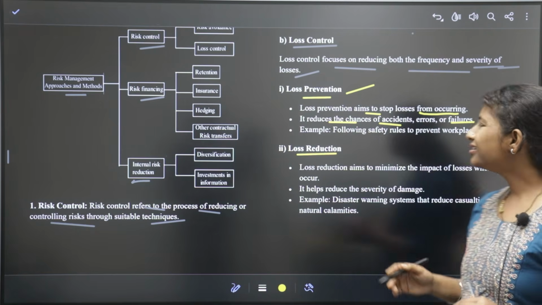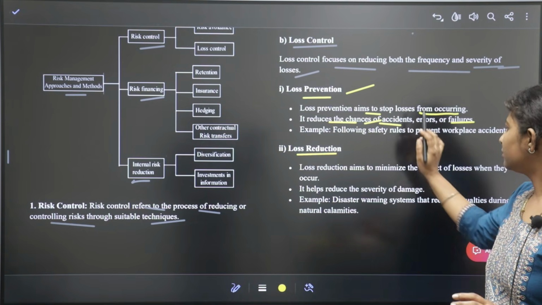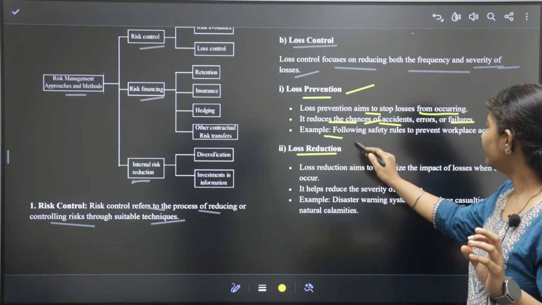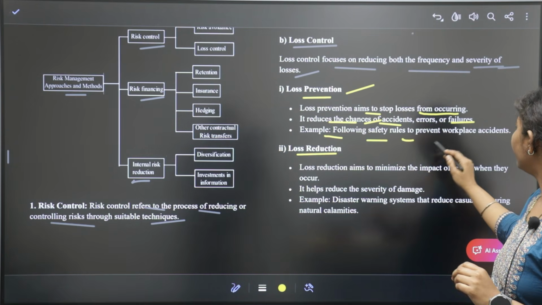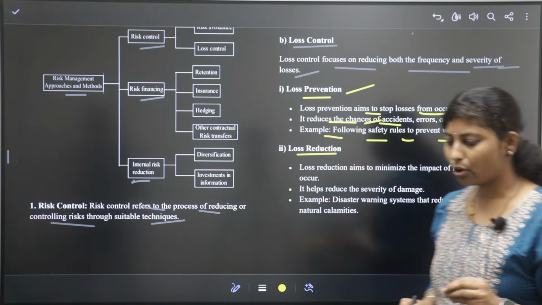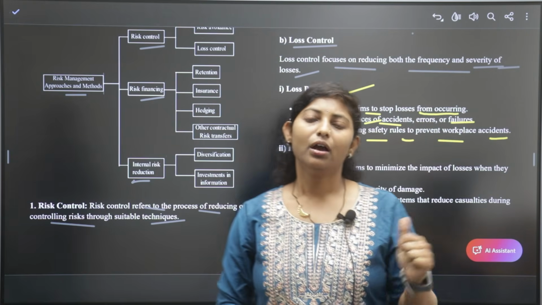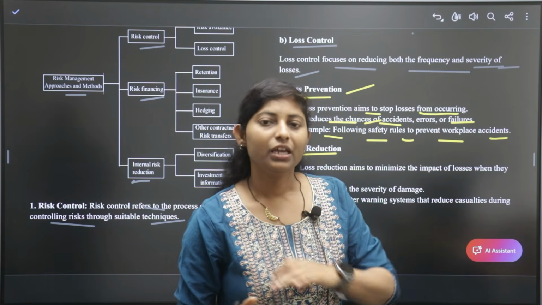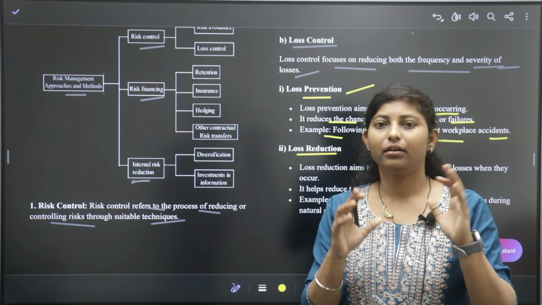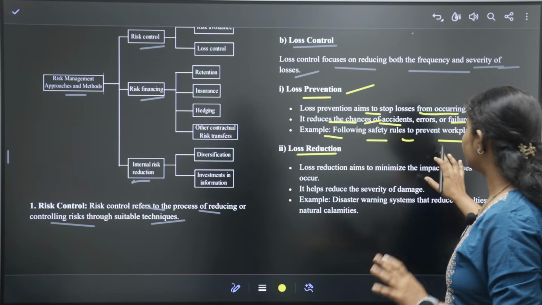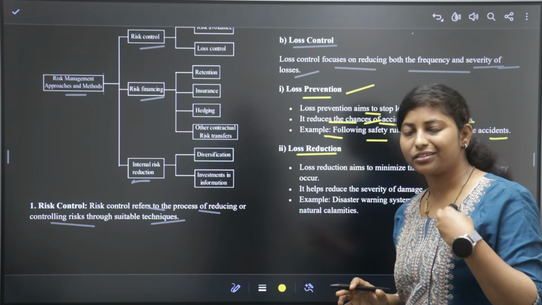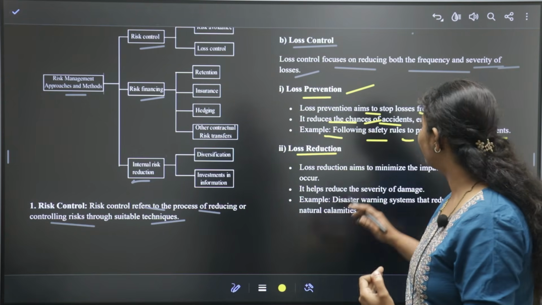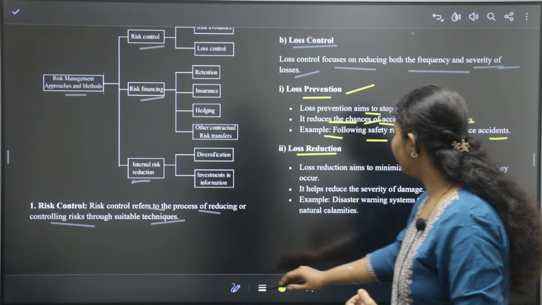Here you are concentrating, getting aware and controlling such activities. For example, following safety rules to prevent workplace accidents. We follow the basic rules and regulations provided by the management and are protected from such accidents. If an accident occurs, there can be a number of losses, but we are getting aware and preventing such things. Following such rules and regulations keeps us safe. That is loss prevention, a method by which we can control risk.